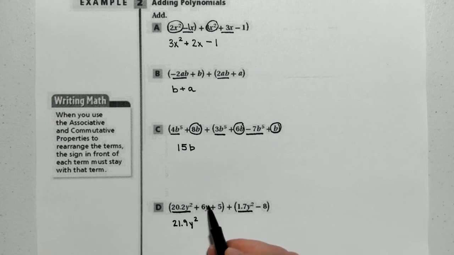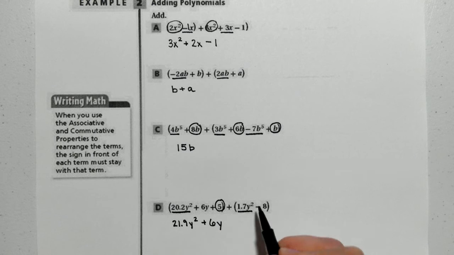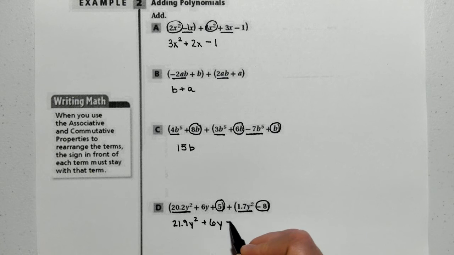And then 6y doesn't have a like term, so I'm going to add 6y to keep it in standard form. And then 5 minus 8. 5 minus 8 gives us negative 3, or minus 3. So the simplified expression when I add these polynomials together is 21.9y squared plus 6y minus 3.